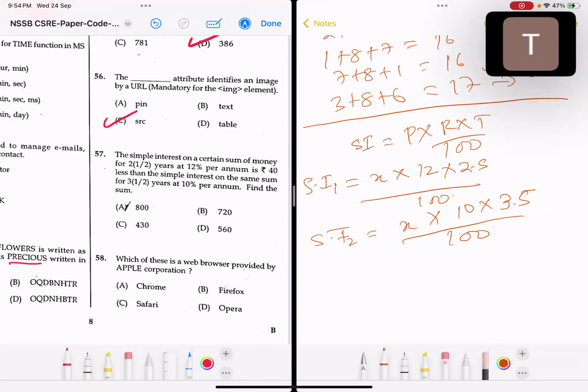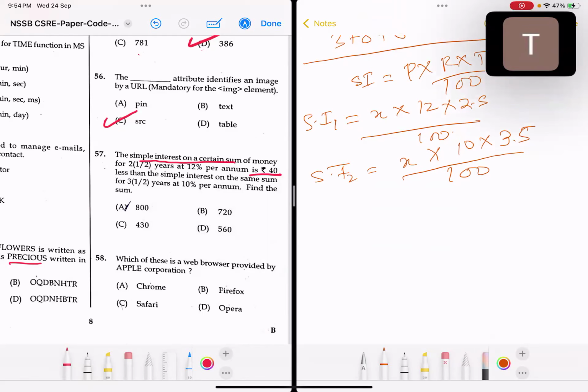Now the first simple interest is 40 rupees less than the simple interest on the second one, which means simple interest 1 is equal to simple interest 2 minus 40, right? Because the first one is 40 rupees lesser, right?